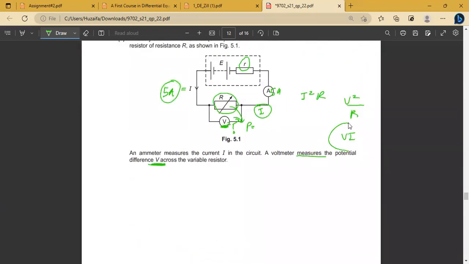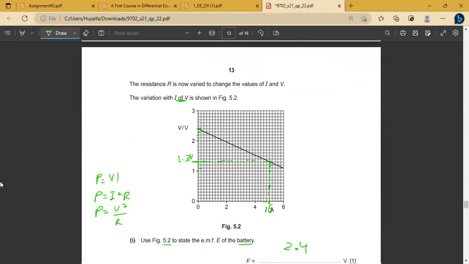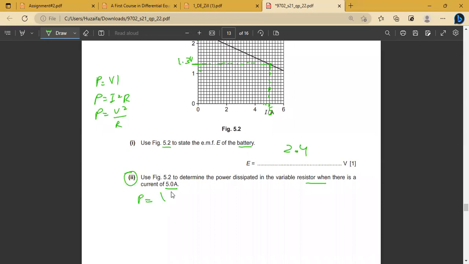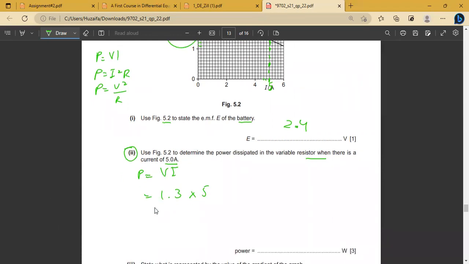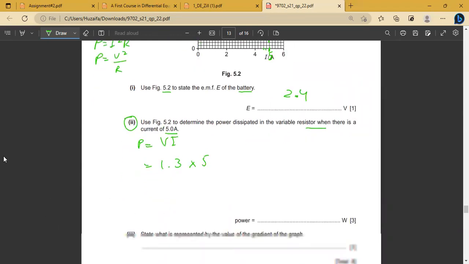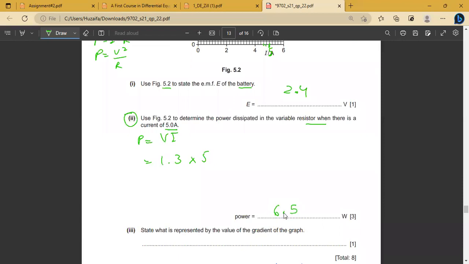So can I use this formula? Voltage across the variable resistor R is 1.3 and the current is 5. Multiplying these two values will give me the power across the variable resistor. What was voltage? 1.3. What was current? 5 ampere. So 1.3 into 5 is 6.5. Clear?